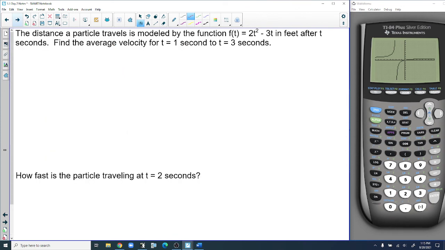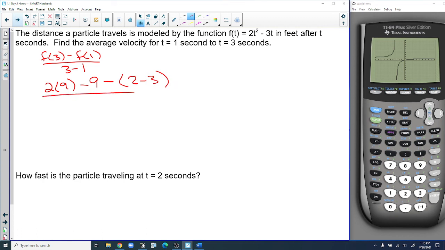The distance a particle travels is modeled by the function in feet after t seconds. Find the average velocity for t equals 1 to 3 seconds. We need f of 3 minus f of 1 over 3 minus 1. We have 2 times 9 minus 9 when we plug 3 in, minus 2 minus 3 when we plug 1 in. That's over 2. So 18 minus 9 is 9, plus 1 is 10. 10 over 2 is 5.